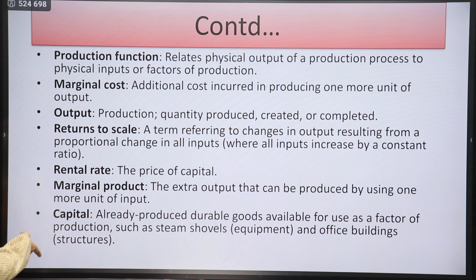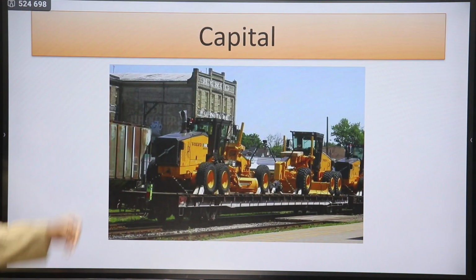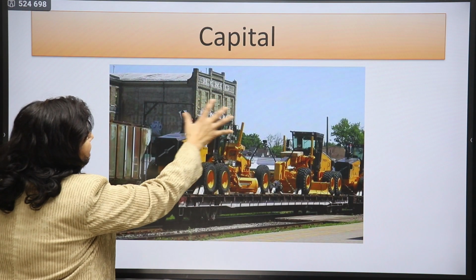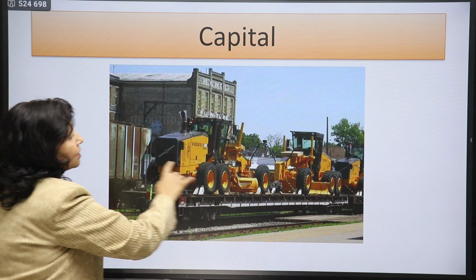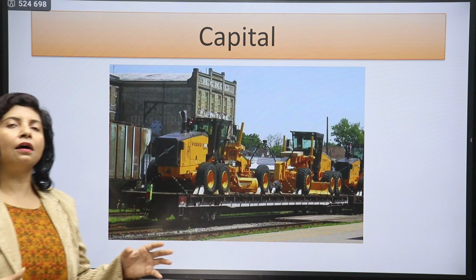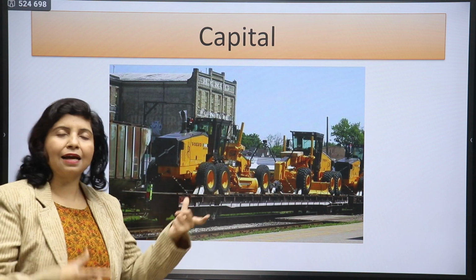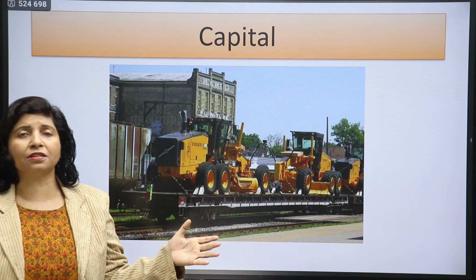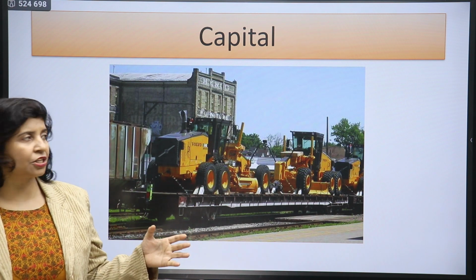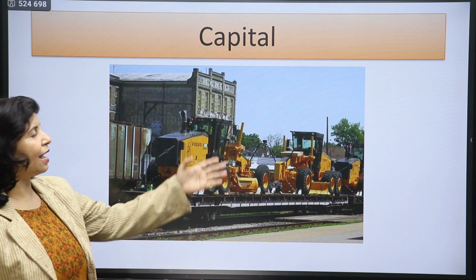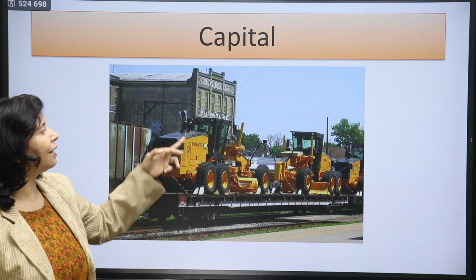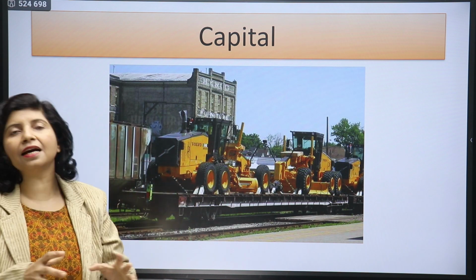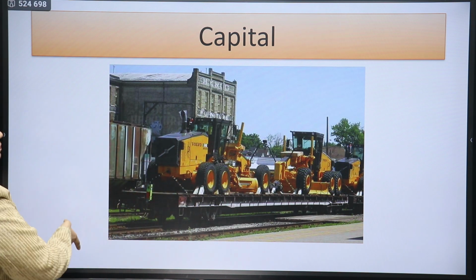and the structures that we use for production. You can see over here, this is a structure, that is a factory, you can say, and these are the machines. These are an example of machine, but there are a large number, n number of machines that are used in the process of production, and that is known as capital. This plant and this machinery together are known as capital.